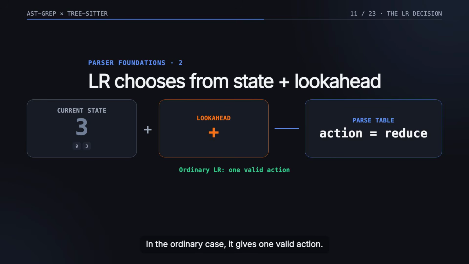In the ordinary case, it gives one valid action. That action might shift a token, reduce several recognized pieces into one larger construct, accept the completed tree, or begin error recovery. The important point is that the parser is not guessing. It is interpreting a table generated from the language grammar.